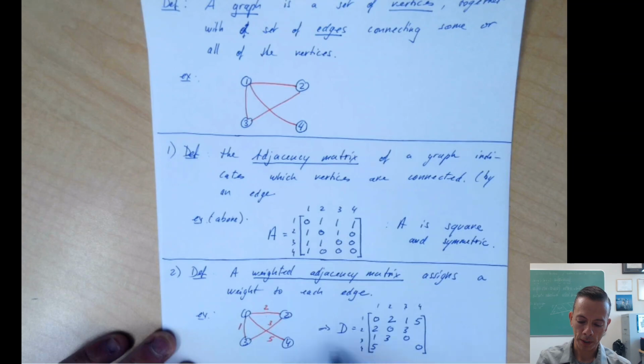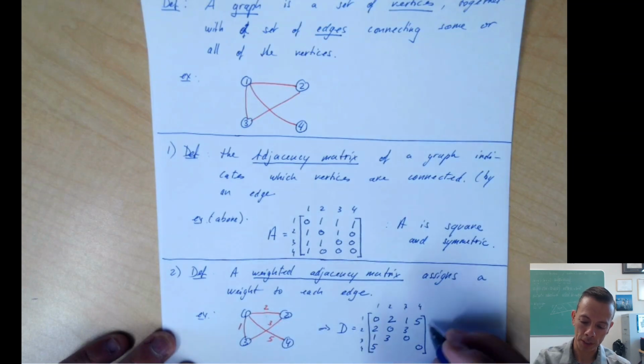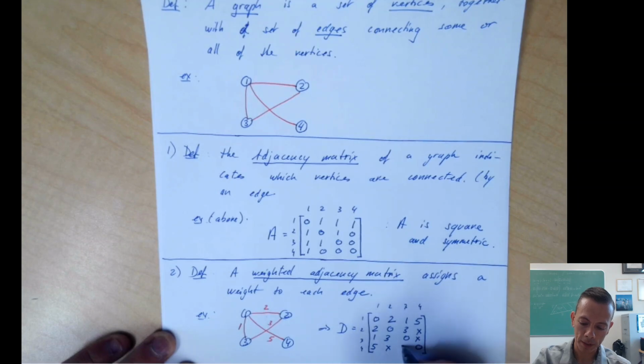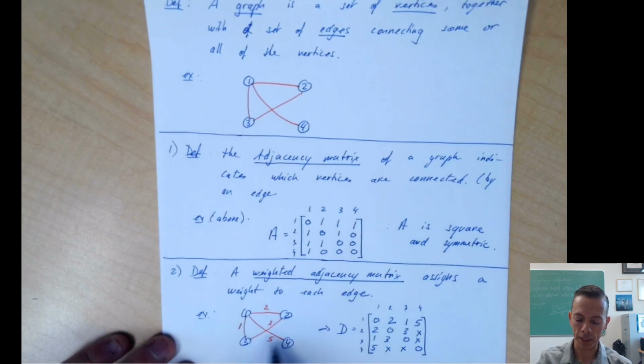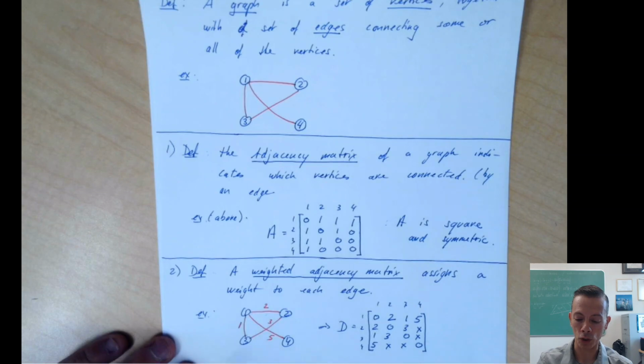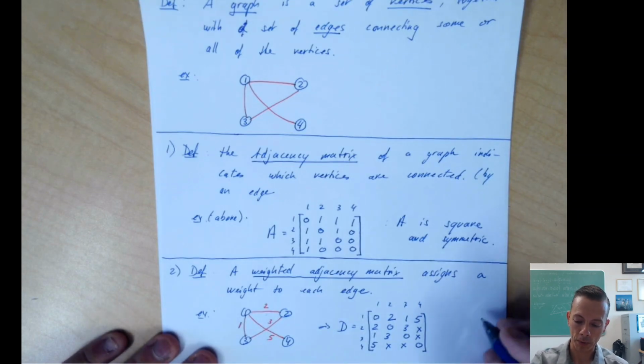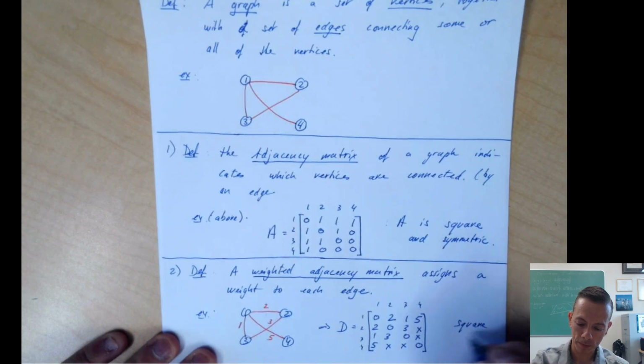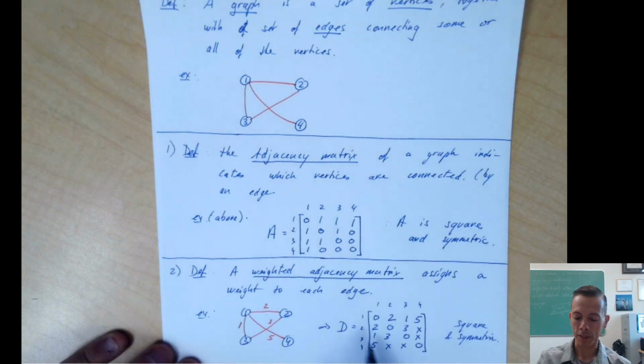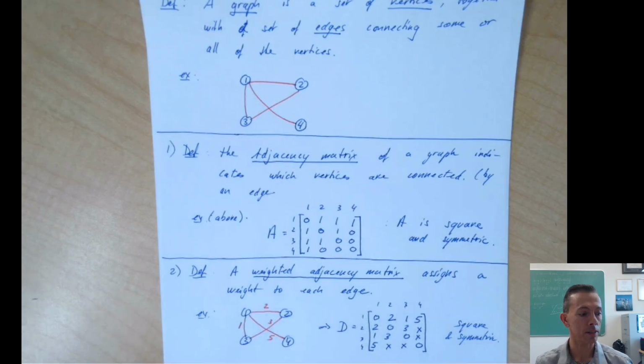And 4 is not connected to 2 or 3, so in these two spots we're going to put X's to indicate that it's not that we have an edge of weight 0, it's the fact that there is no edge at all. So this matrix D is also square and symmetric. One application of D would be a distance matrix, for example. If these are points on a map, you could indicate what is the distance between two different points using this kind of distance matrix.